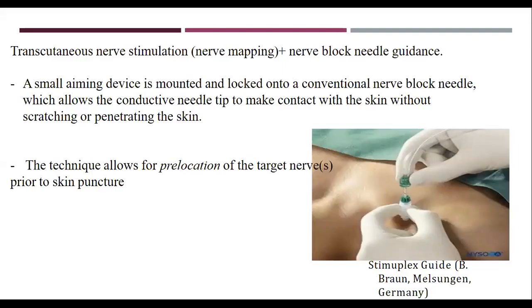Transcutaneous nerve stimulation, nerve mapping, plus nerve block needle guidance. A small aiming device is mounted and locked onto a conventional nerve block needle, which allows the conductive needle tip to make contact with the skin without scratching or penetrating the skin. The technique allows for pre-location of target nerves prior to skin puncture.